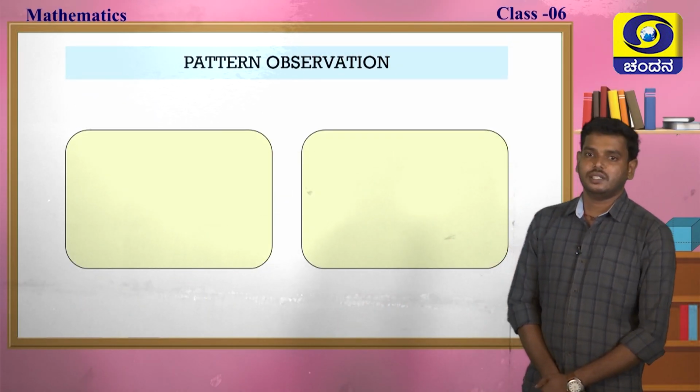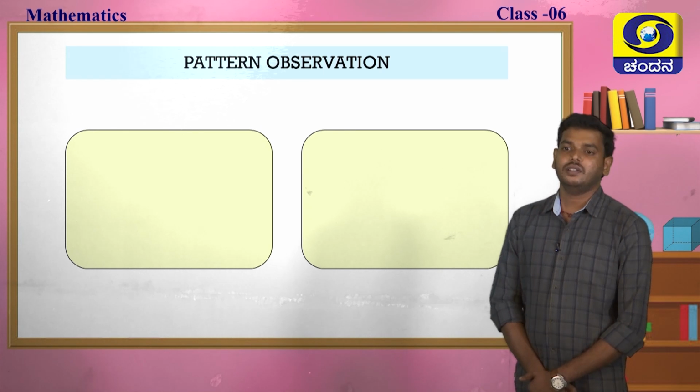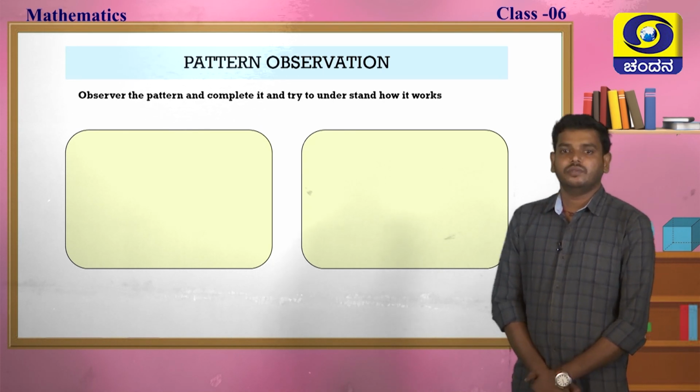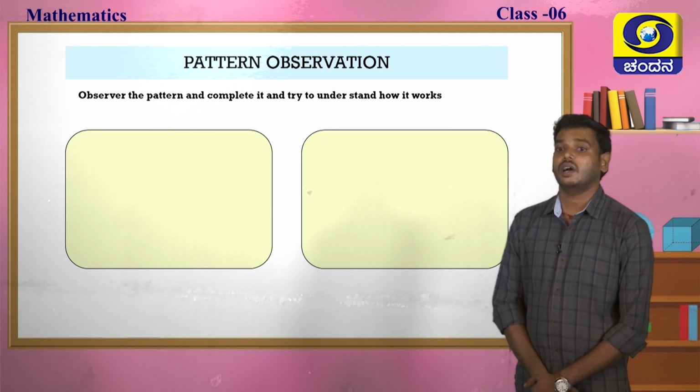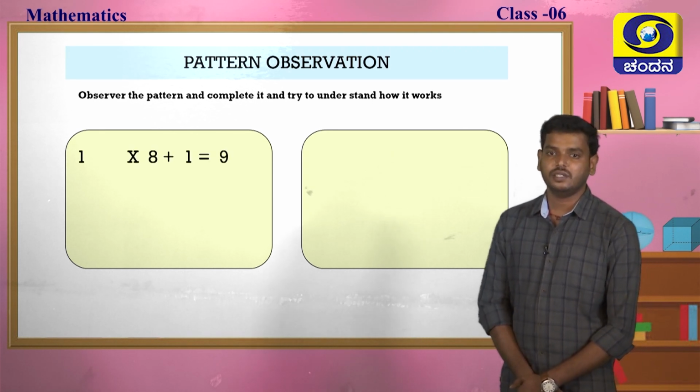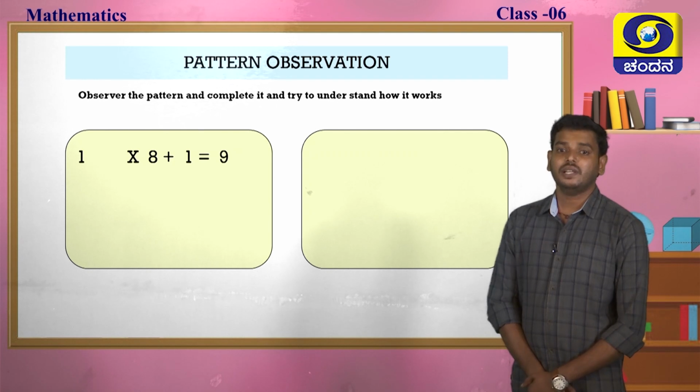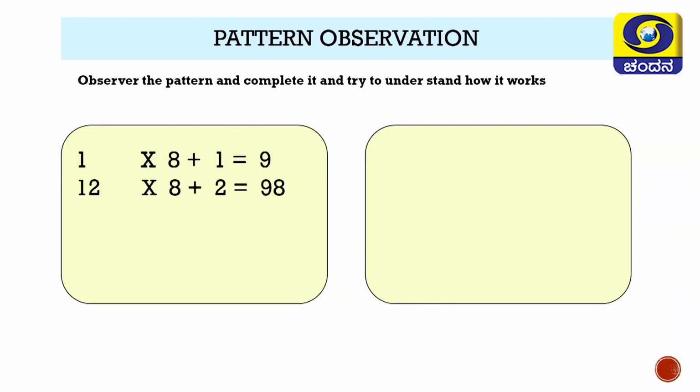Let us move to another slide, that is pattern observation. Observe the pattern, complete it and try to understand how it works. First pattern: 1 into 8 plus 1 is equal to 9. 12 into 8 plus 2 is equal to 98. Next, 123 into 8 plus 3 is equal to 987.